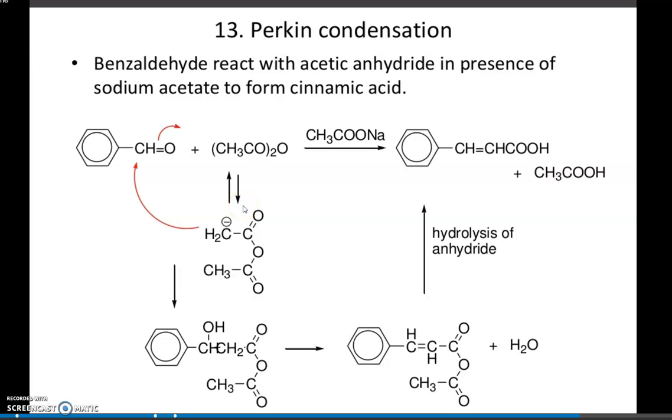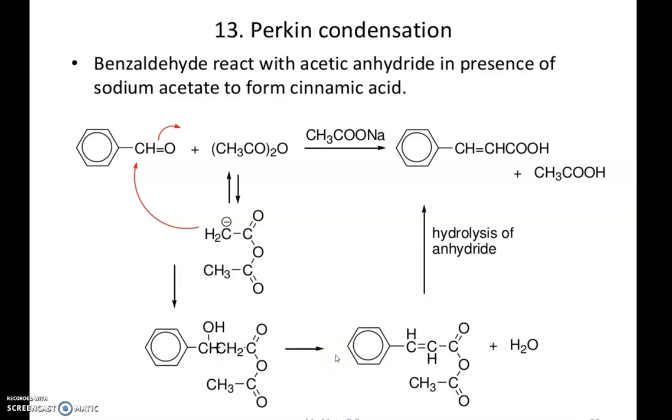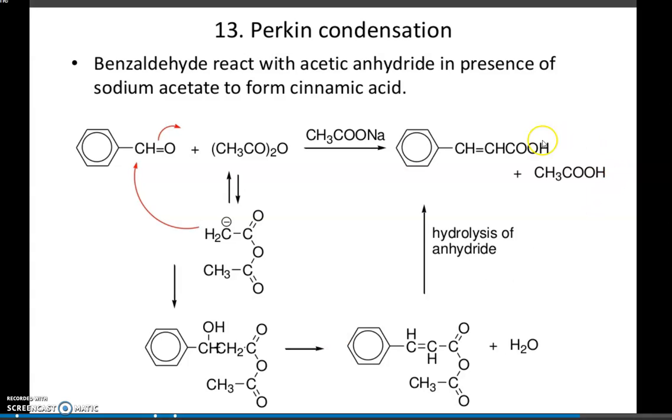The first step is, this is the structure of this compound. It has a negative end, so it will attack here, the bond will shift here, and we'll get this type of compound. From there, it will produce cinnamic acid. This is the reaction of benzaldehyde with acetic anhydride in the presence of sodium acetate, which gives cinnamic acid.